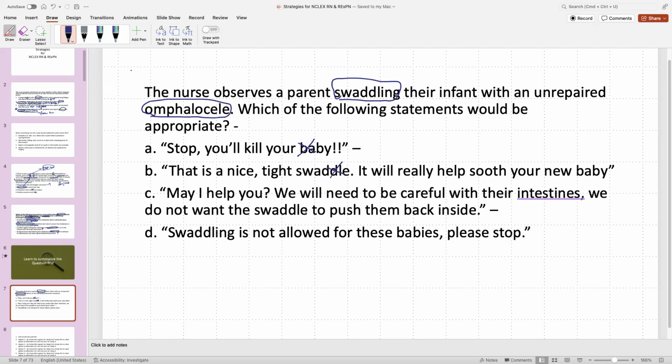And then the rest of it Emmanuel already said. You need to be careful with the intestine. By reading this itself, you understood that omphalocele is something about the intestine. And swaddling is something like putting pressure on the baby's intestine, right? So there is a problem here, and now you are telling the mother in a very therapeutic way, please don't do it. So it looks like a good option, and option D is not therapeutic.